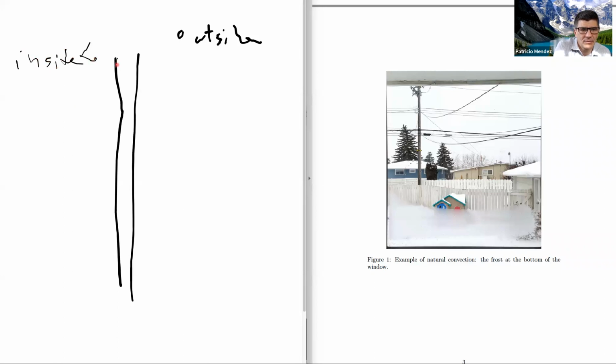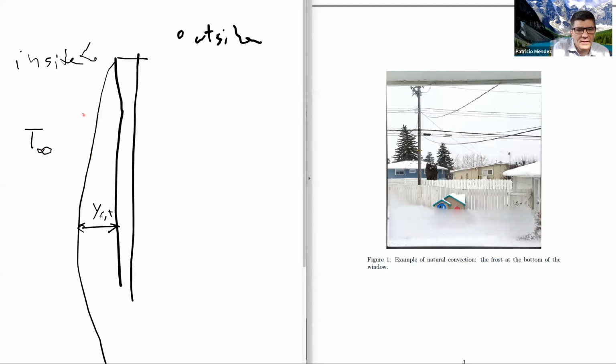And so if this is the top of the window, the boundary layer is developing this way. And we have this thickness that increases. And we have here the infinity of the room, right? And an amount of heat that comes out.